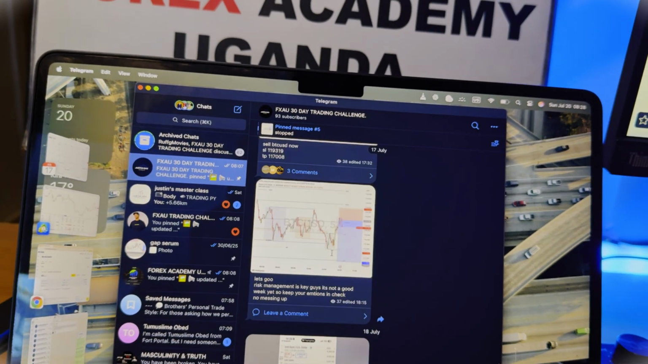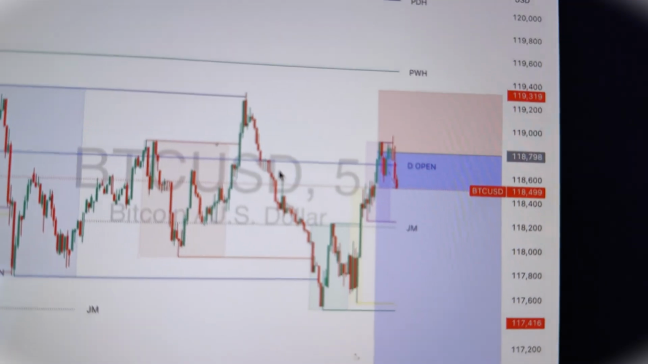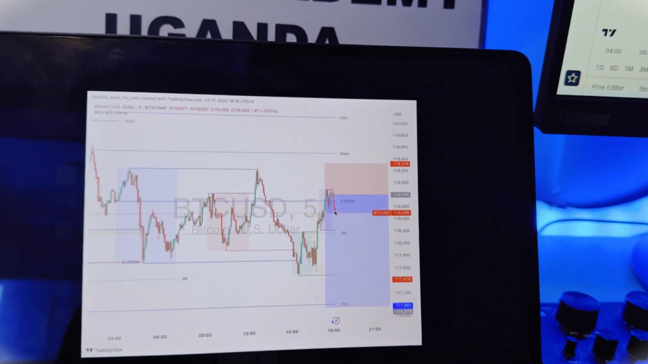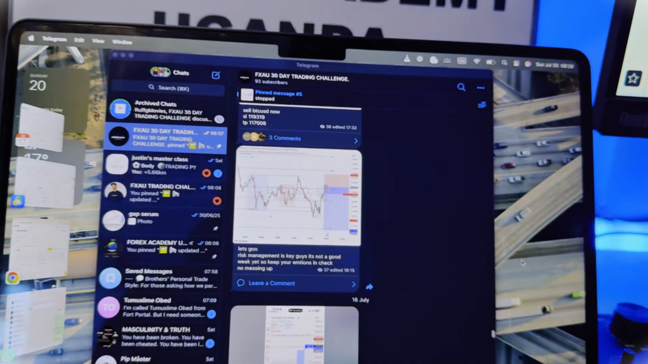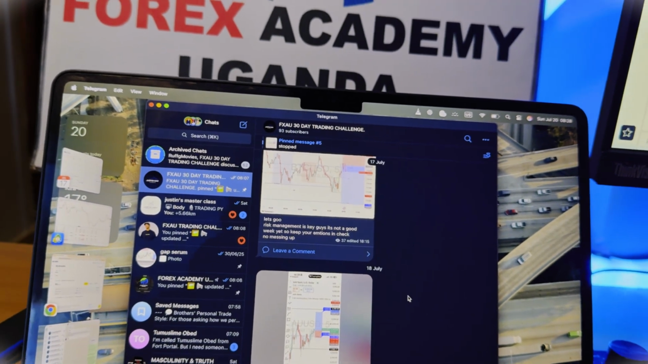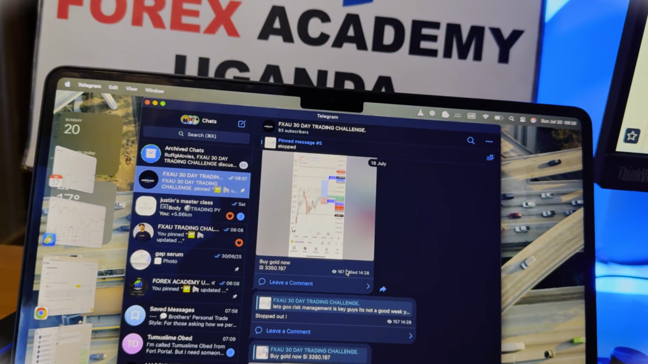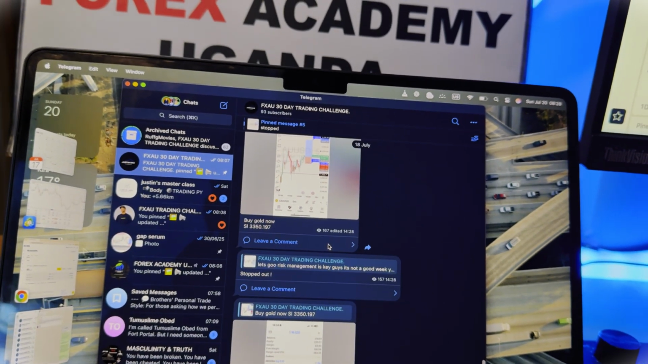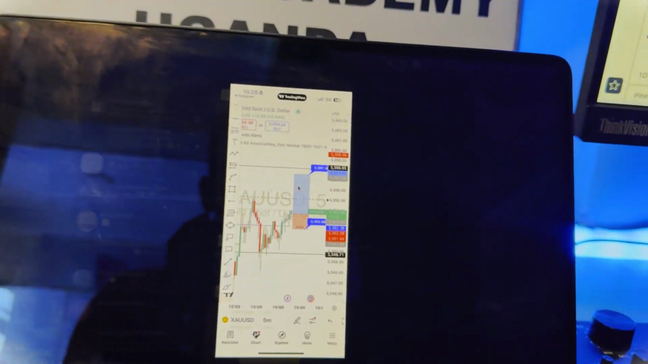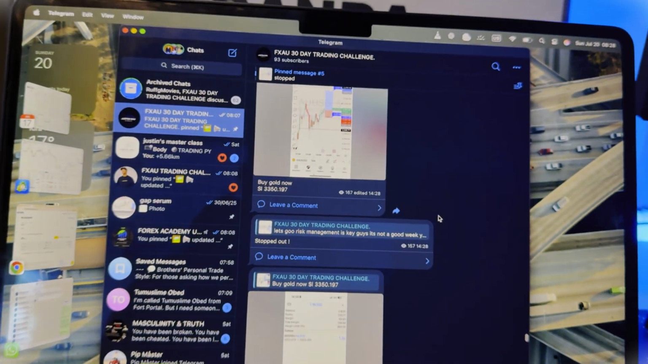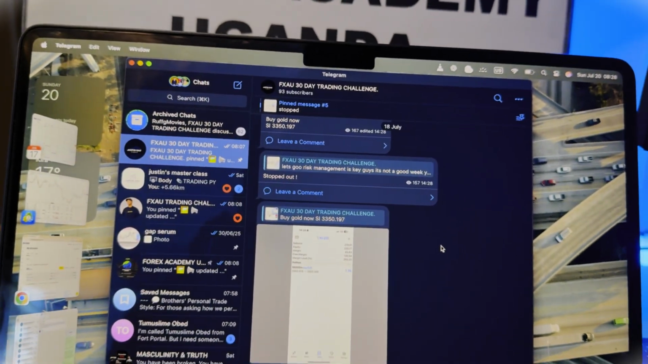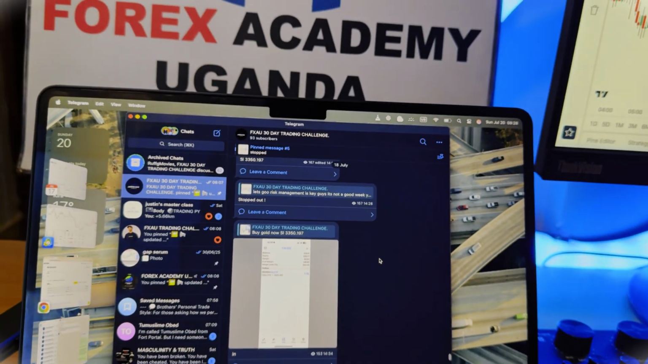Now we had that BTC sell which went into profits, but I set BE, though unfortunately I forgot to update the team. That's the bad thing I did, but I'm going to rectify that. So we have a bad gold, we have a buy gold, and on Friday this was our last signal for the week. I gave it out at around 14:28. So guys, you just need to keep your alerts on to avoid missing out on this.